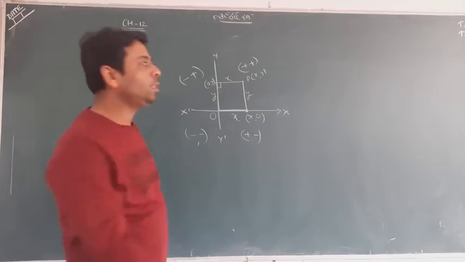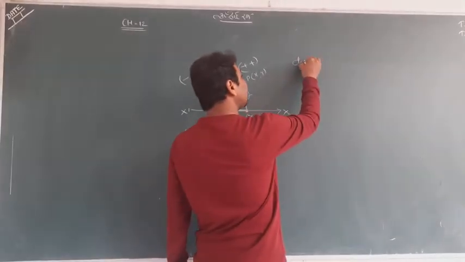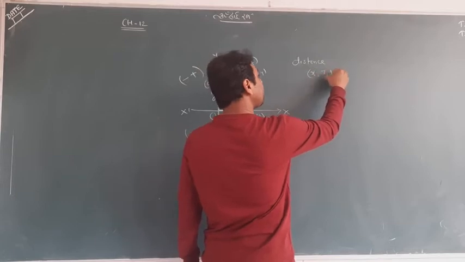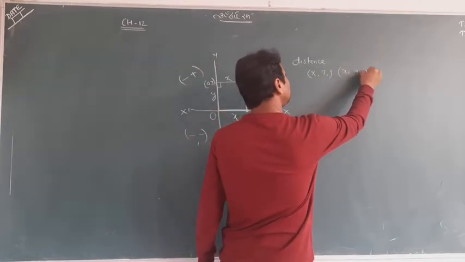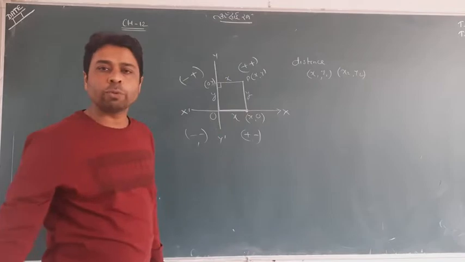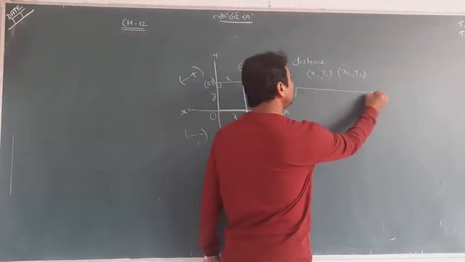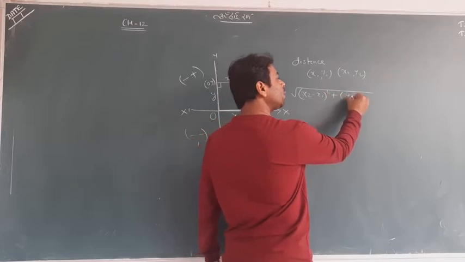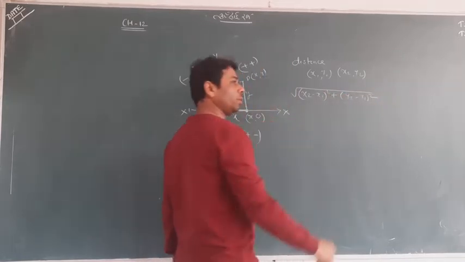And what we saw in class 10th: the distance between two points (x1, y1) and (x2, y2) is the square root of (x2 minus x1) square plus (y2 minus y1) square. That you know.